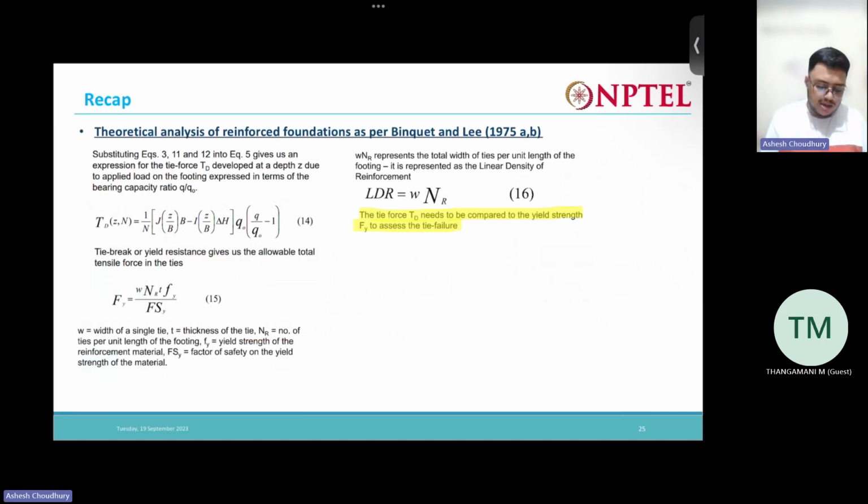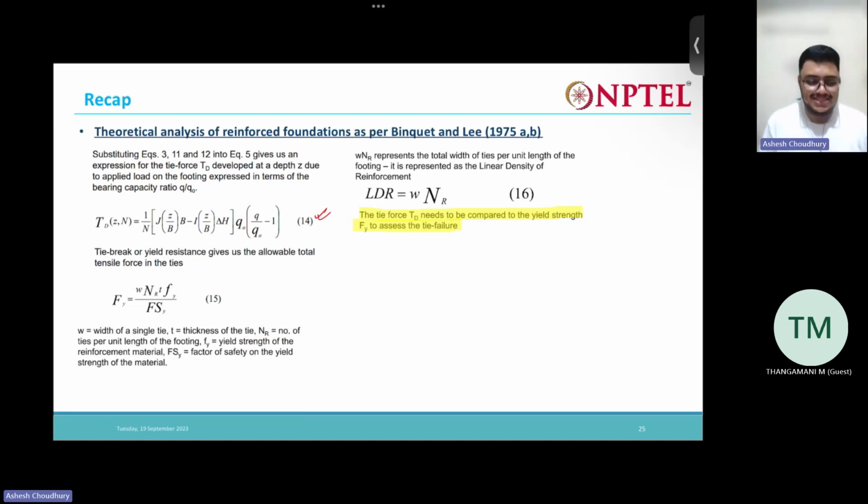Now, if we substitute all these J and I terms and the other things, we get the final equation for our TD, that is, the reinforcement force in each layer. So we will be using this equation 14 to determine the reinforcement force in each layer. At each depth we can determine the reinforcement force.